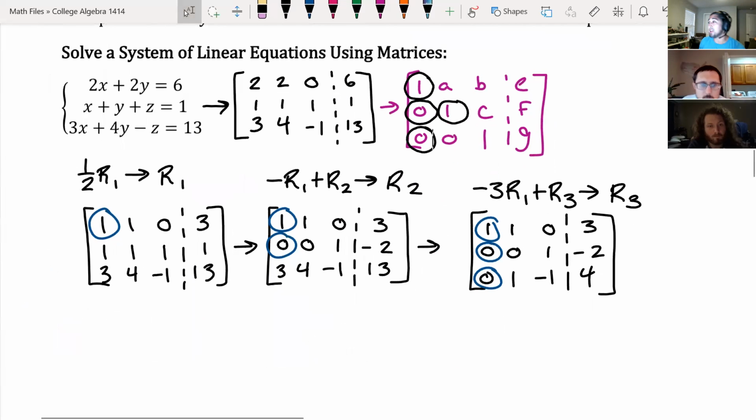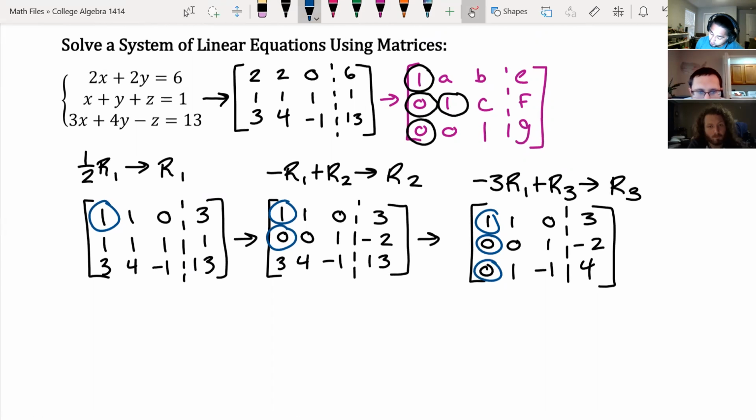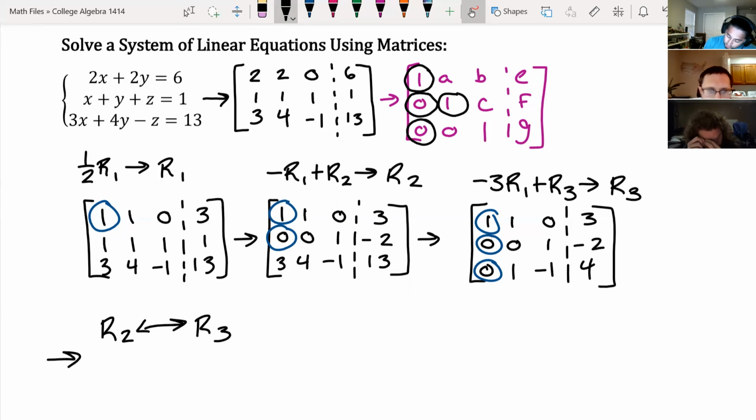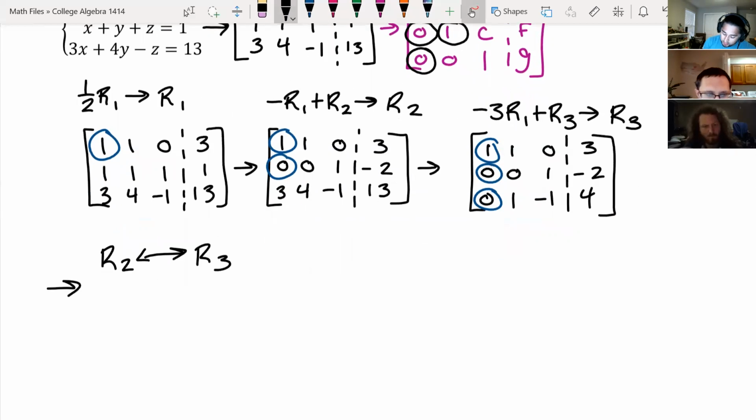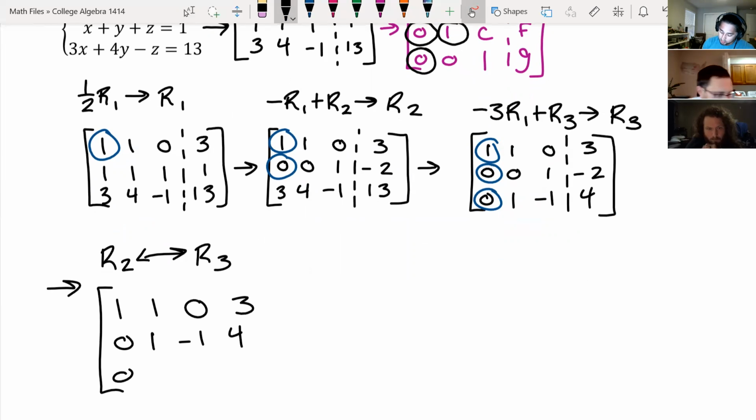So what I'm going to do next is something quite easy. All we're going to do is take row 3 and swap it with row 2. Because if I do that, it'll put this 1 where it needs to be, right in the middle, right down that diagonal. So to do the swap, I'm going to say row 2 swap row 3. And when we do that, my new matrix is 1, 1, 0, 3, 0, 1, -1, 4, and 0, 0, 1, -2.